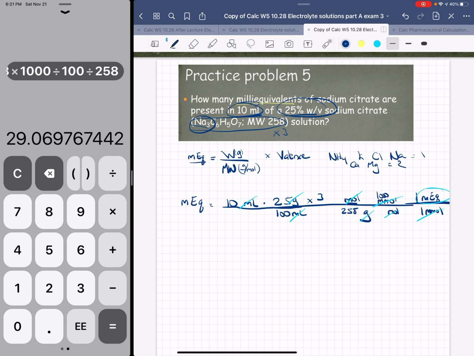Our answer for this problem seemed more difficult than it was. It wasn't that difficult. It's going to be 29.07 milli-equivalents. And there you have it.